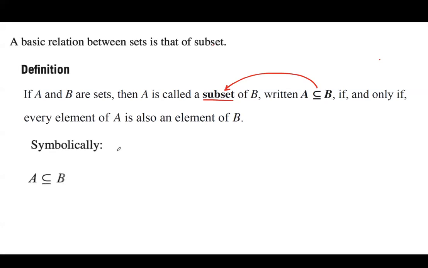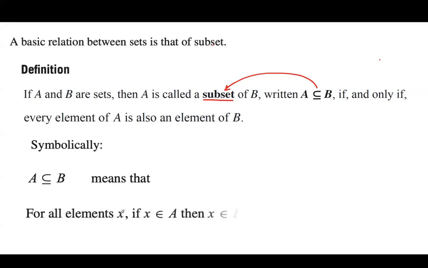Symbolically, we write it this way. A is a subset of B. It means that for all elements like x, if x is in A, then you can conclude that x is a member of B as well.